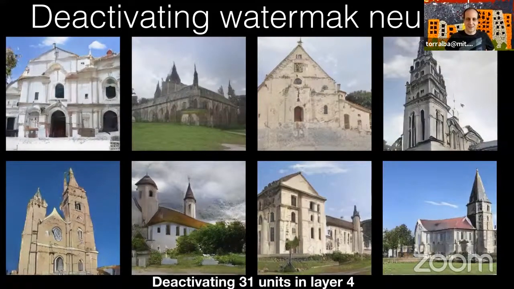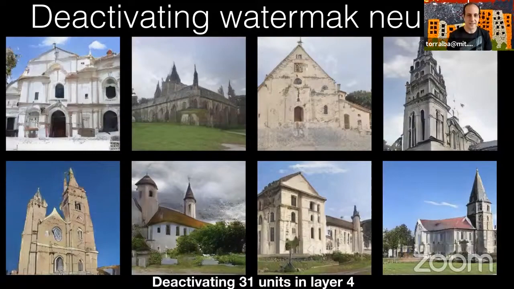So we have manipulated the output distribution of the GAN without having to retrain it, by just identifying the set of units responsible for something that we don't want to have on our generated images.